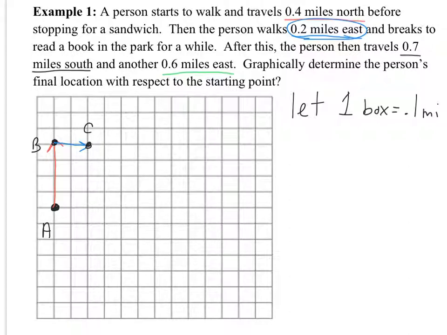This is where the person stops and reads a book in the park for a little while. After that? What do we have next? 0.7 miles south. So go 7 boxes down. So back those 4 and then 3 more. Brings us here to point D. And last but not least, Aiden? 6. Right. Good.